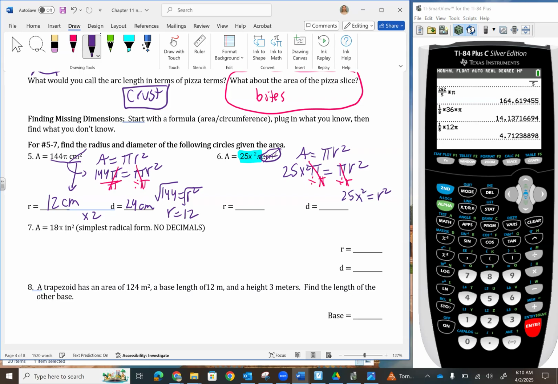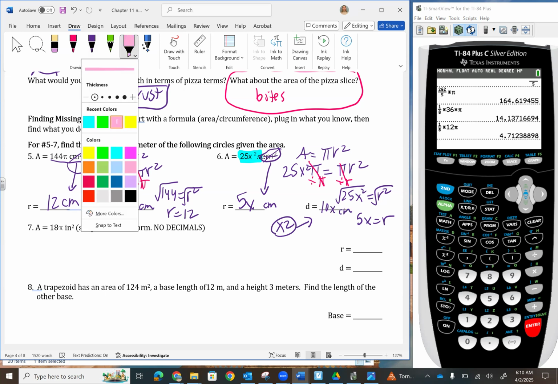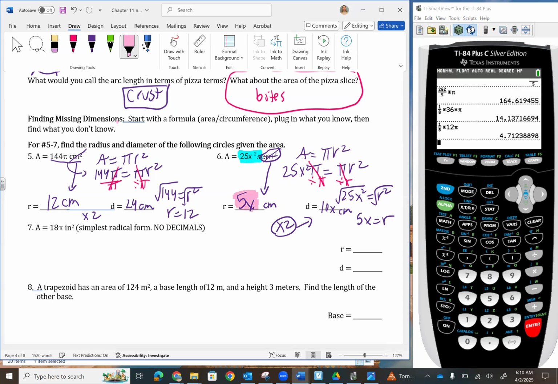How do you get rid of the squared? Well, we square root both sides. The square root of 25 is 5, and the square root of x squared is x. So that is what r is. It'd be 5x, and our label would be centimeters. So our answer is 5x centimeters. And if we times it by 2, you're going to get 10x, and that's still centimeters. So it's a little weird. We're trying to get you to think abstractly, rather than concretely, where just the numbers are the answer. So in terms of x.